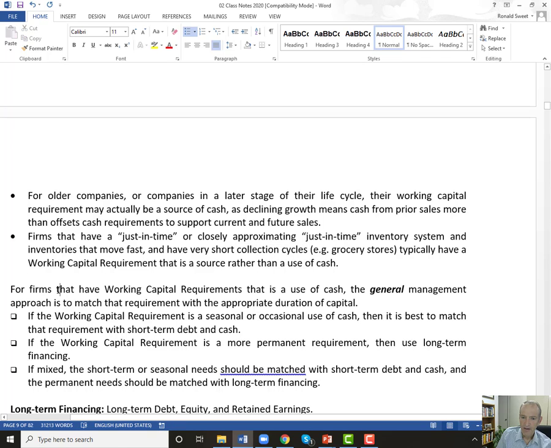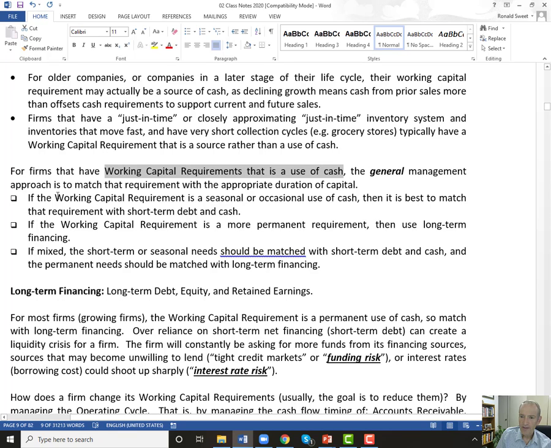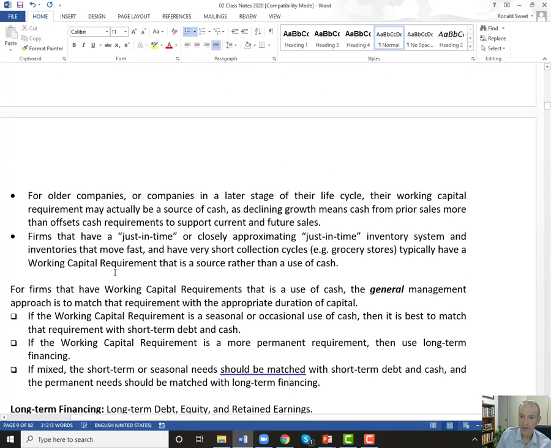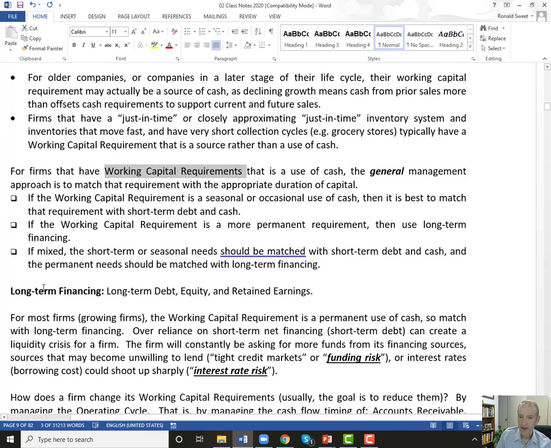So firms that have working capital as a use of cash, what do they need to do? Well, if it's a seasonal use of cash, they can use short-term debt to handle that. If it's a permanent use of cash, you can use long-term financing. If it's mixed, they can use short-term for the short-term seasonal needs and long-term for the permanent working capital needs. So that's fine. Debt is okay for managing your working capital requirement as long as you line it up for whether it's temporary or permanent. And long-term financing, like I said, that's long-term debt, issuing stock, retaining your earnings.